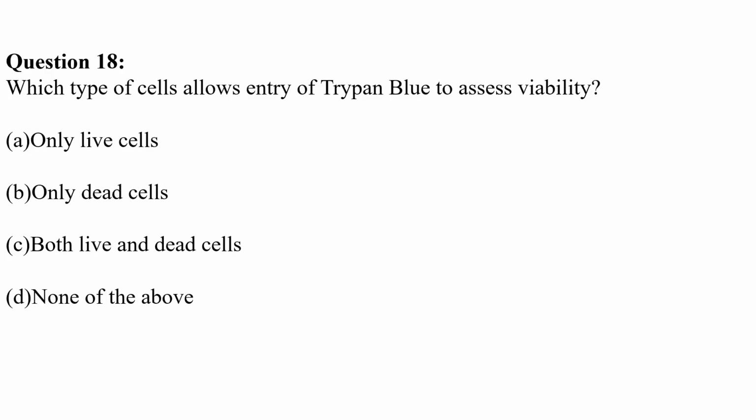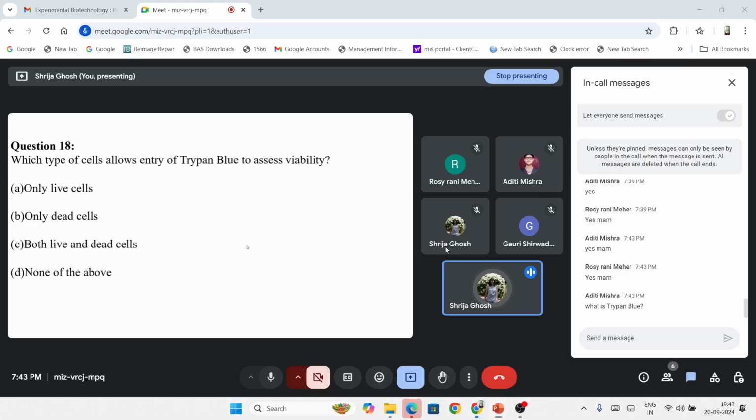Moving to the next question now, question number 18. Which type of cells allow entry of trypan blue to assess viability? Option A, only live cells. Option B, only dead cells. Option C, both live and dead cells. And option D, none of the above. To check the viability, what type of cells allows the entry of trypan blue?